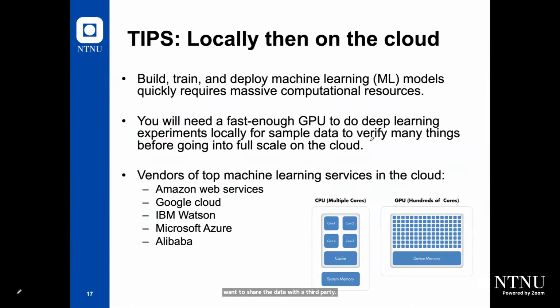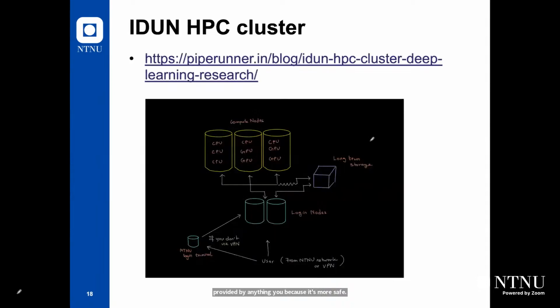And maybe you need to go to Odin Cloud, which is provided by NTNU, because it's more safe, right? It's more safe. So you have this Odin HPC cluster. HPC is high performance computing. So you can contact the people there. There is the link, in fact.